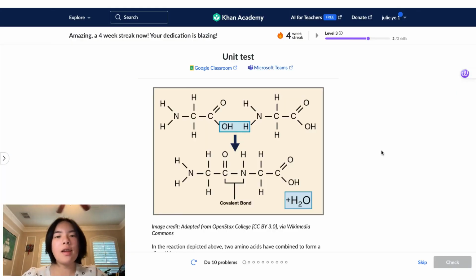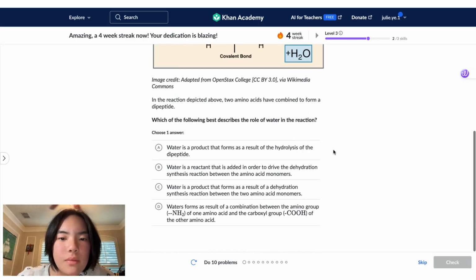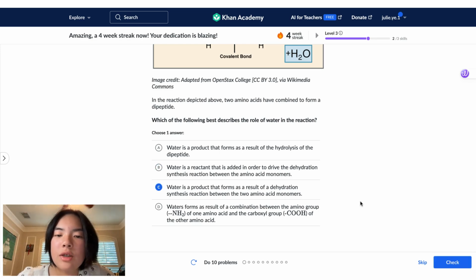Let's get started. I can immediately tell that this one is dehydration synthesis because water is removed in order for the two monomers to bond together. Looks like this is a sort of peptide bond because two amino acids are coming together. It is a product that forms as a result of dehydration synthesis.